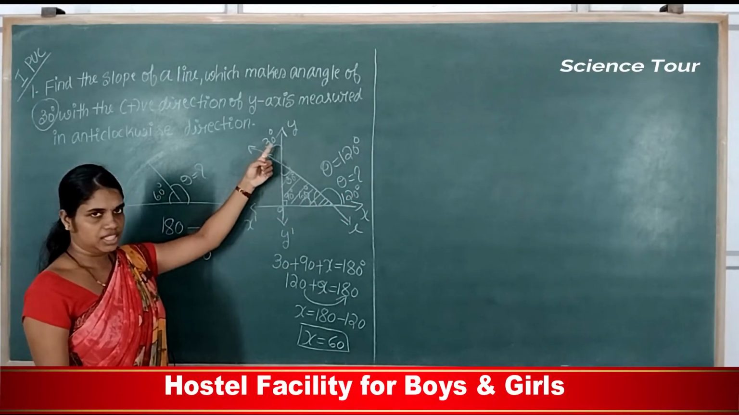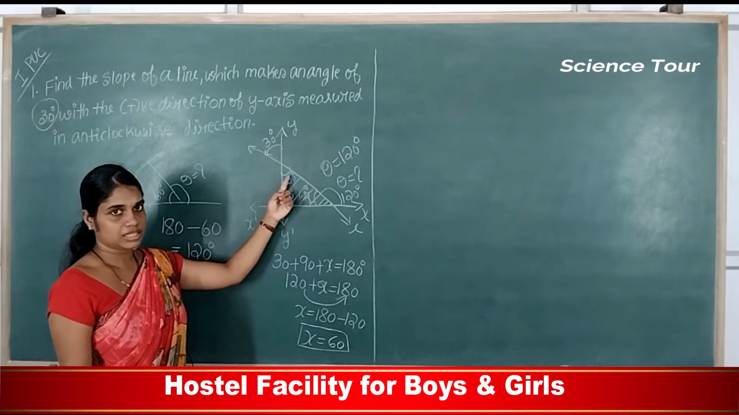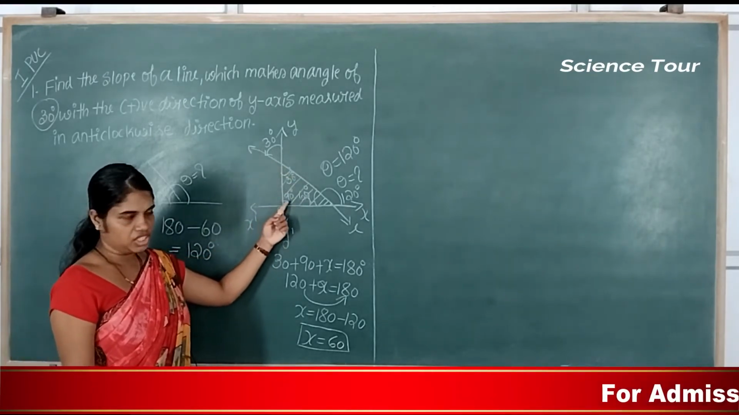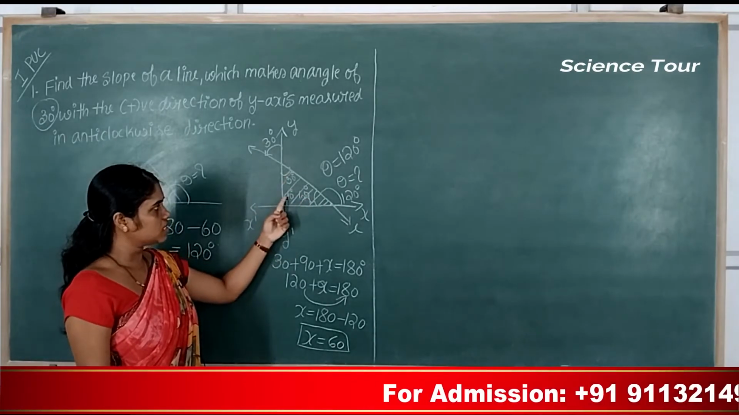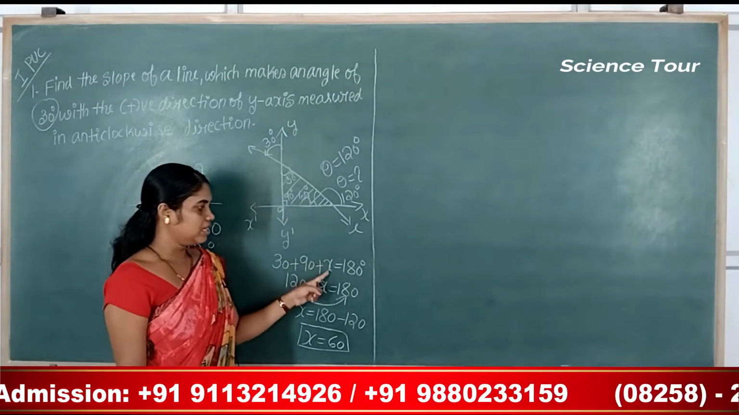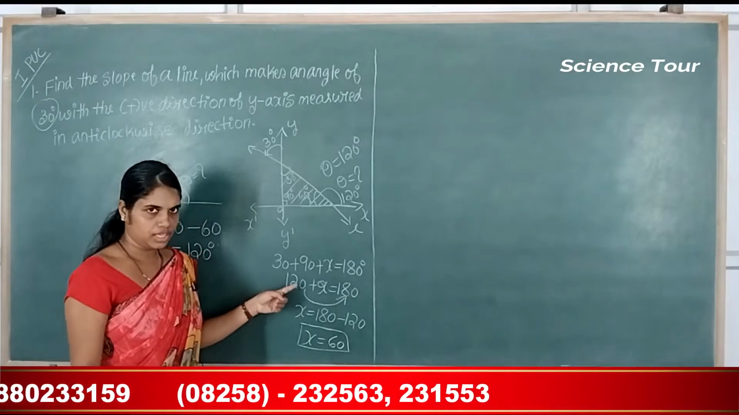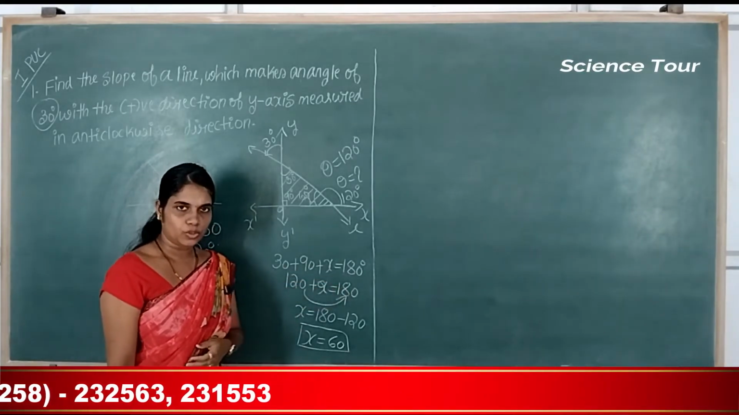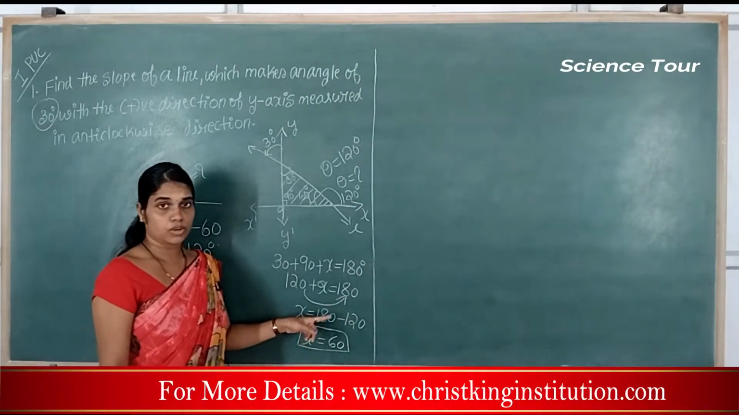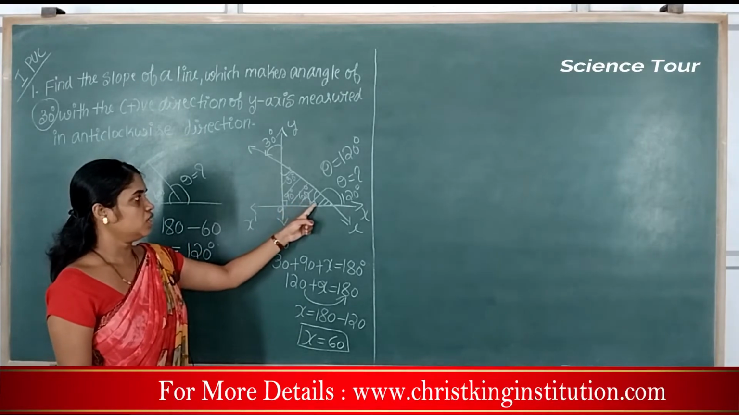First, this 30 degree is actually given in the question. If it is 30, this is also 30, reason: vertically opposite angle. This is already 90 degree. Then what about this angle? We know that the sum of these three angles will be equal to 180 degree. I will consider it as x. 30 plus 90 is 120. 120 plus x is equal to 180. Shift this 120 to the right hand side so that you get x is equal to 180 minus 120, equal to 60 degree.